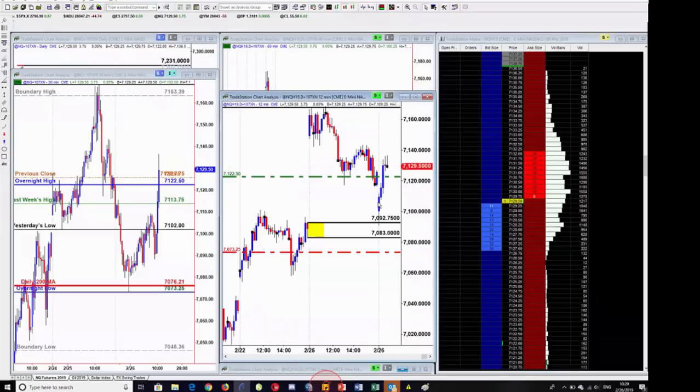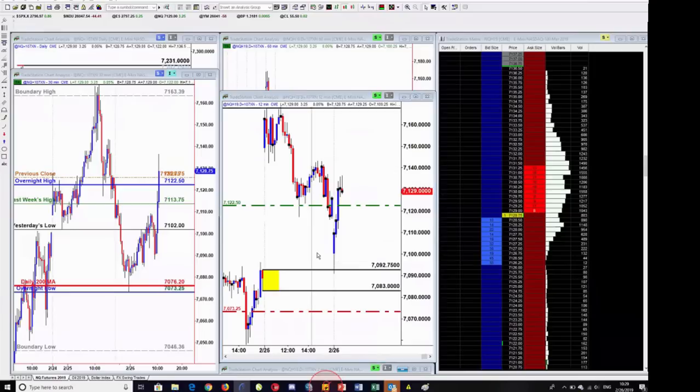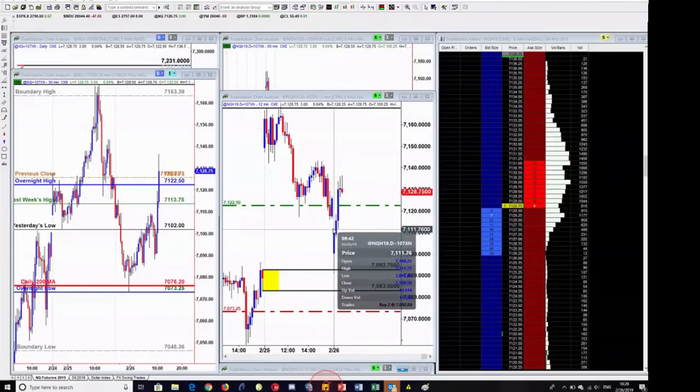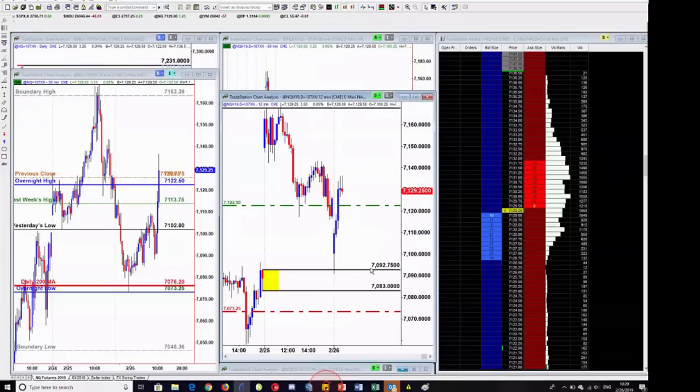So let's do it like this. Take a look at the area here. I want you to look at this area. If I hover my mouse over here for just a second, I don't know if you can see what that says there, but in the bottom right of my screen, it says there, buy 2 at 7092. Right here, 709275. You see that? Okay. So this area here was where I bought today.